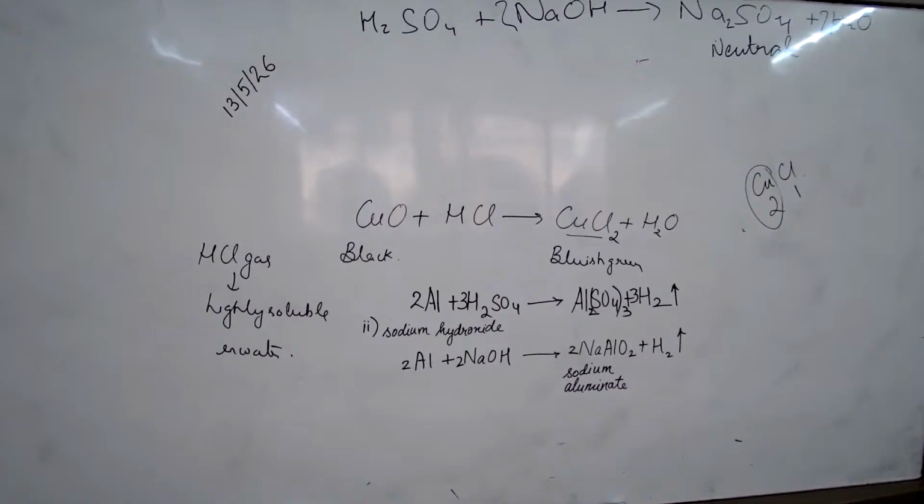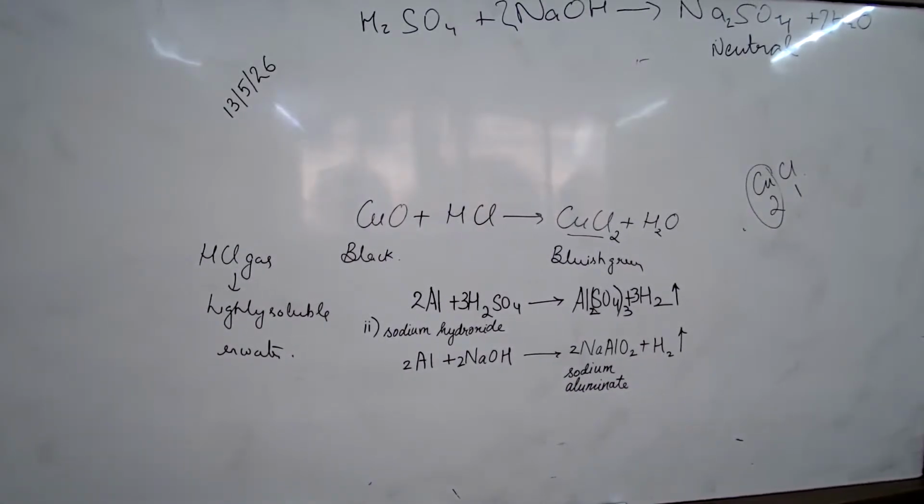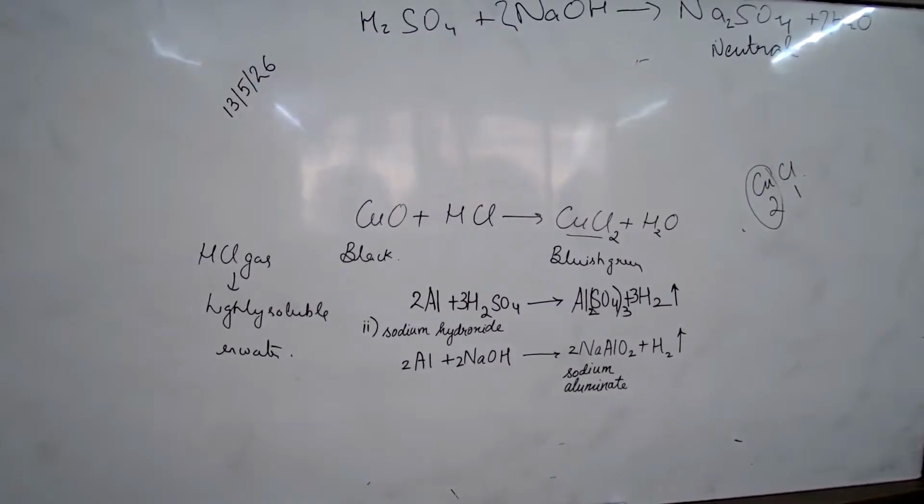Caustic soda, you will write in your notes, is NaOH; we have not written that name there, so you can mention that. And B, what is B? Bleaching powder.